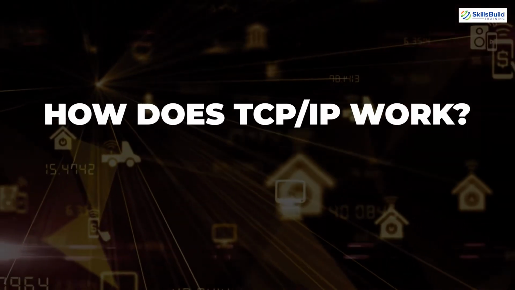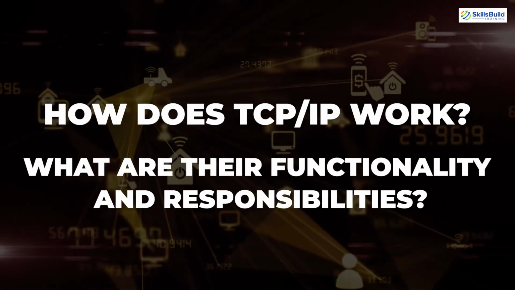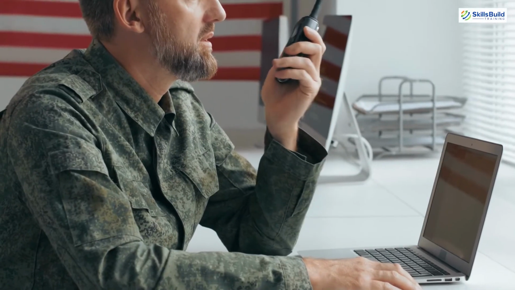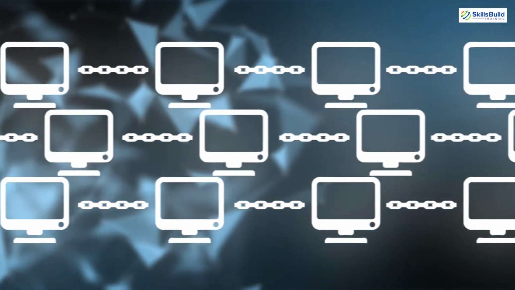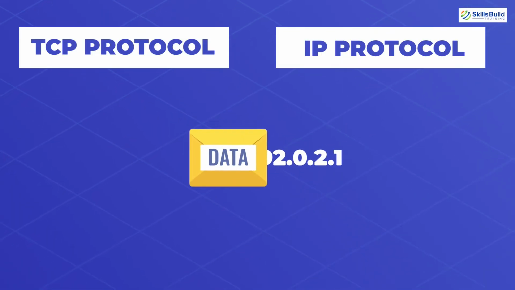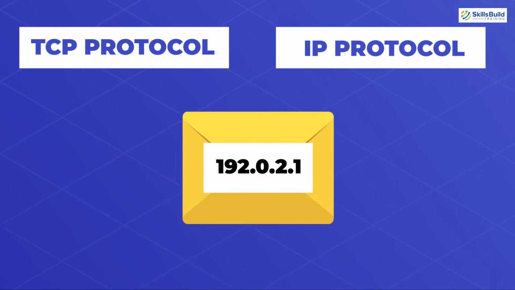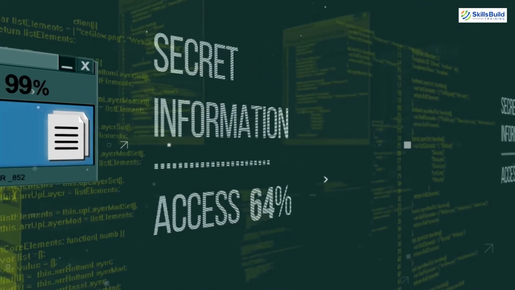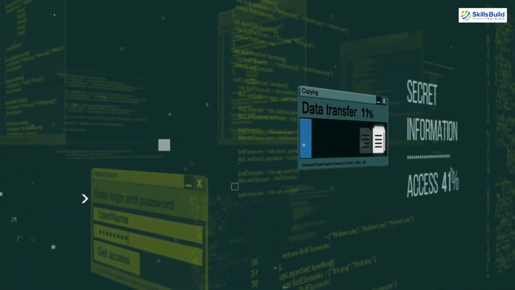And now let's see how TCP/IP works in detail, and let's see what their functionalities and responsibilities are. The origin of TCP/IP took place at the US Department of Defense to define how the data will get transferred from one device to another. TCP/IP defines how the data will be exchanged over the internet, and it provides end-to-end communication to make sure that your data gets transferred successfully.